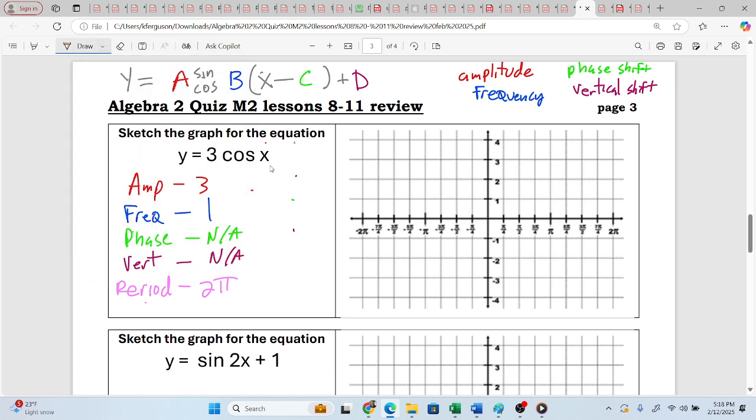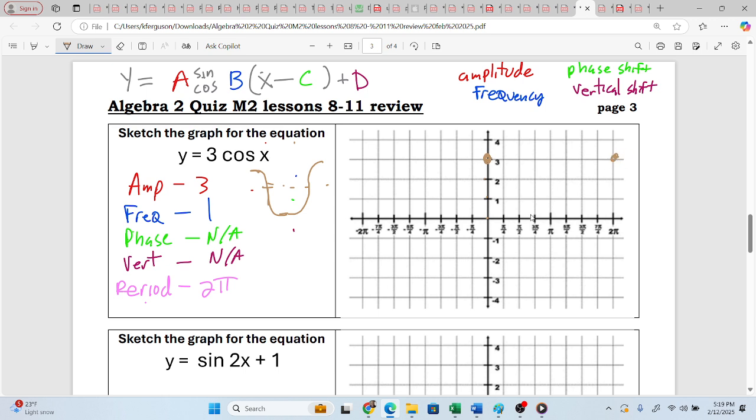So it's cosine. Remember, cosine starts high, hits the midline, goes to the very lowest point, and it goes back to the midline, and then ends high. My amplitude is 3. Because I didn't have any shift up or down, my midline is going to be the x-axis. So my amplitude is 3: 1, 2, 3. I'm starting right here, and I should end right there. My period is 2 pi. My frequency is 1. There's 2 pi, so I should end right here.